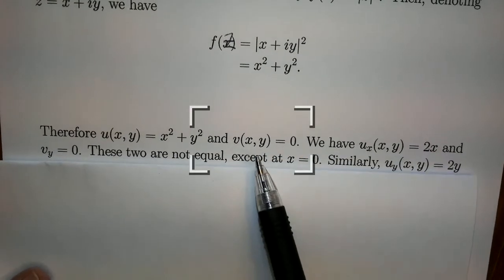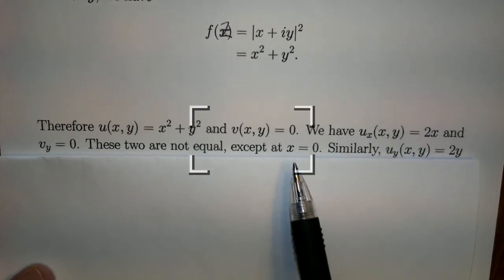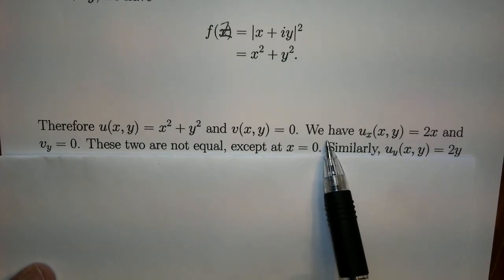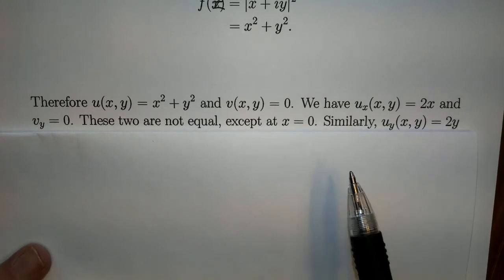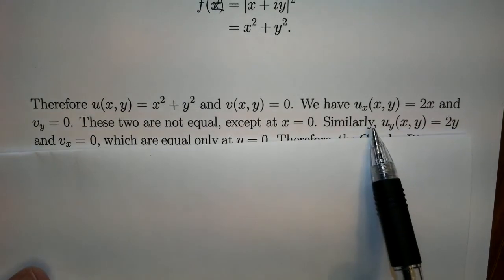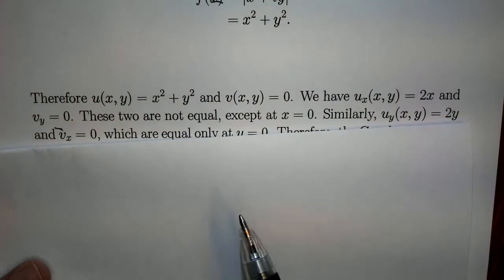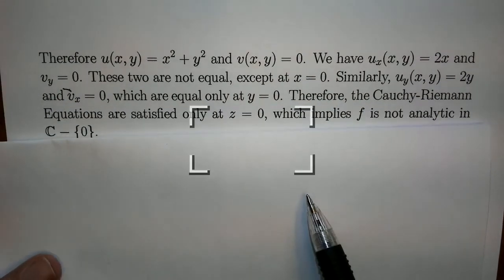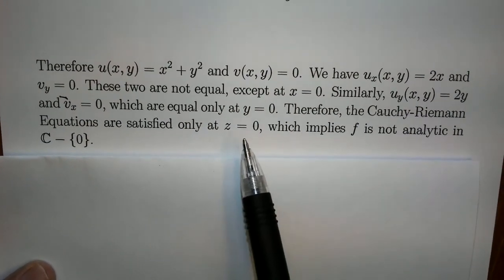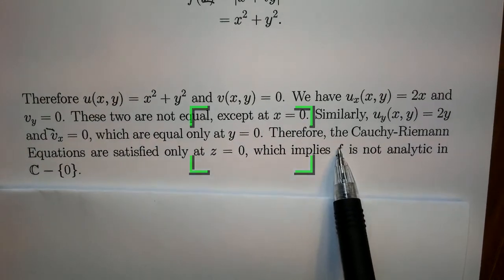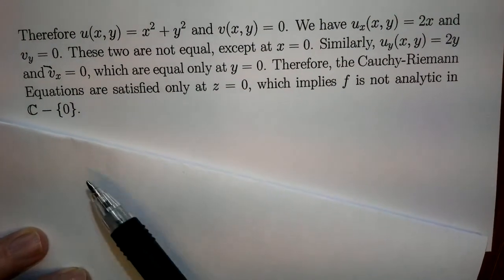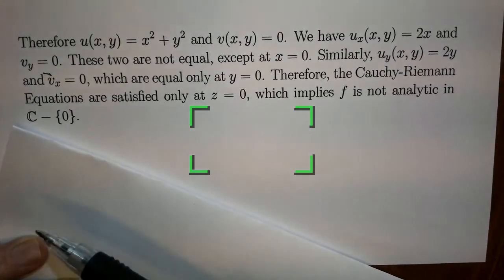So the partial of u with respect to x is 2x, and the partial of v with respect to y is 0. And these two aren't equal unless x is equal to 0. If you use similar reasoning, the partial of u with respect to y is 2y, and minus the partial of v with respect to x is equal to 0. And these are only equal at y equals 0. Therefore, the Cauchy-Riemann equations are satisfied only at z equals 0, which implies that this function is not analytic in the plane except possibly at the origin.